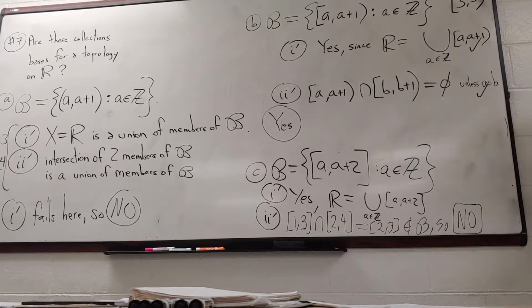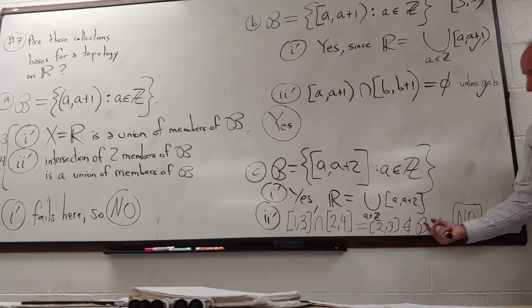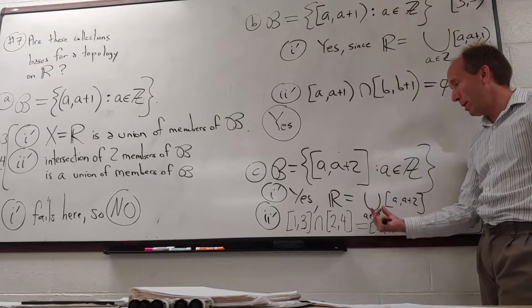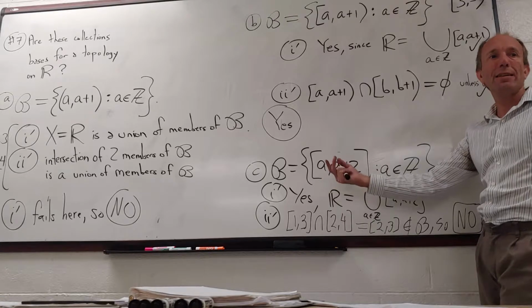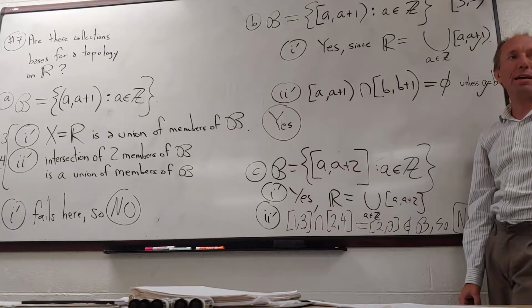And that just means we don't have a basis here. So if we're intersecting two intervals and we get something that looks so close, so similar, like the same form, but it has to have length 2. If it has a different length, then it doesn't work. Yes, that's right.